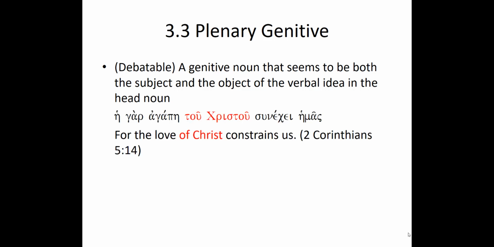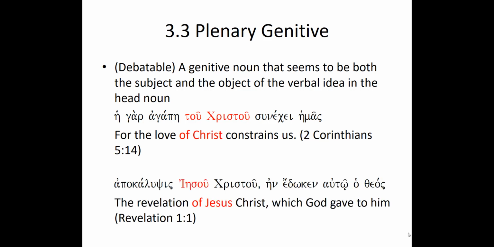So in 2 Corinthians 5, Paul says, the love of Christ constrains us. Are we talking about Christ's love for us? This is what constrains us, this is what compels us? Or is it the fact that we love Christ? Well, maybe it's both. If it's both, you would call it a plenary genitive.